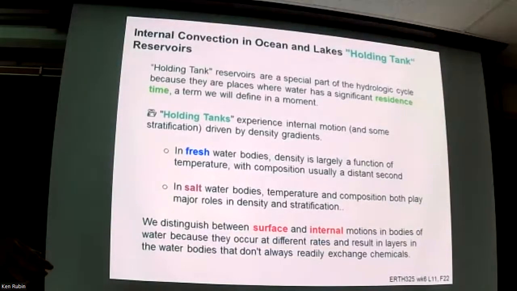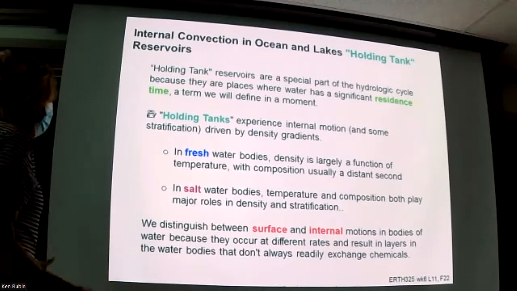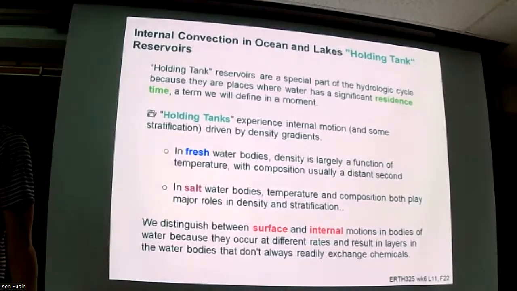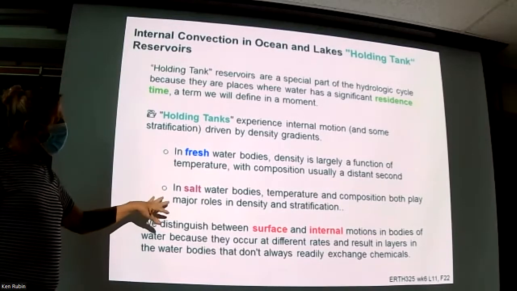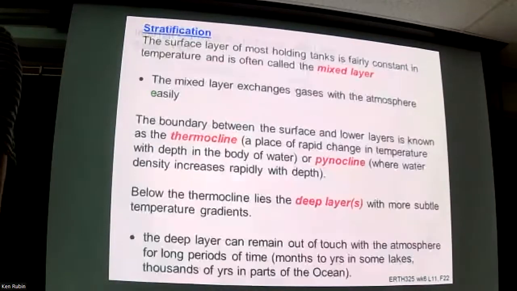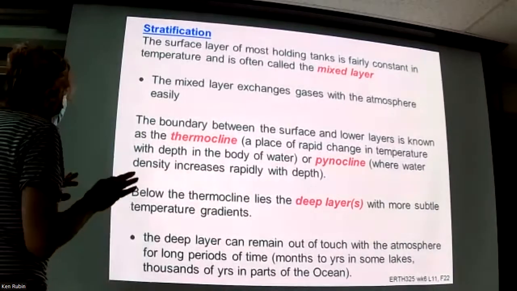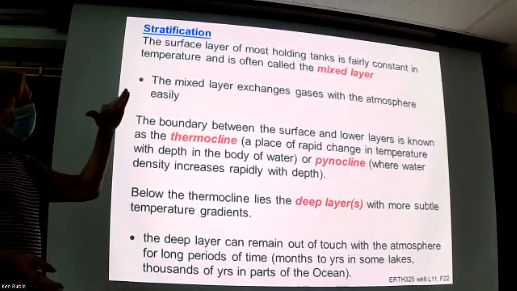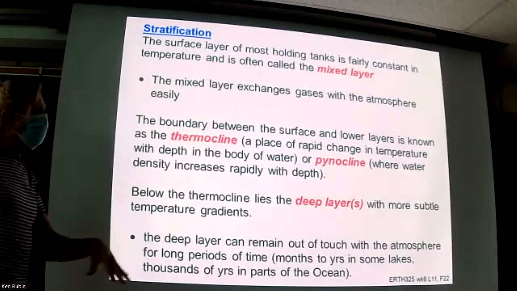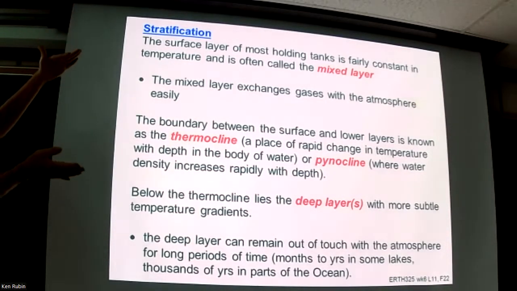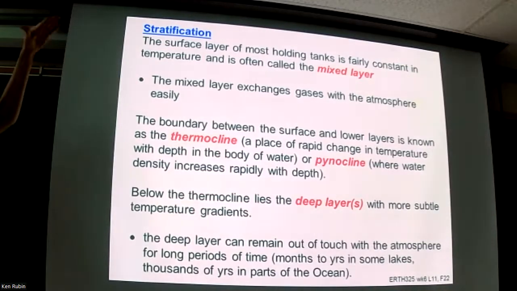Okay, so within the holding tank reservoirs, we can separate out the freshwater bodies and the saltwater bodies. The freshwater bodies having their density set only by temperature, and the saltwater bodies having their density set by some combination of temperature and composition. In bodies of water that sit around long enough, they almost always stratify with less dense water on the top, more dense water on the bottom. Oftentimes we will find a very simple layered system where we've got a surface layer, okay, and a deep layer, and a transition zone between them.